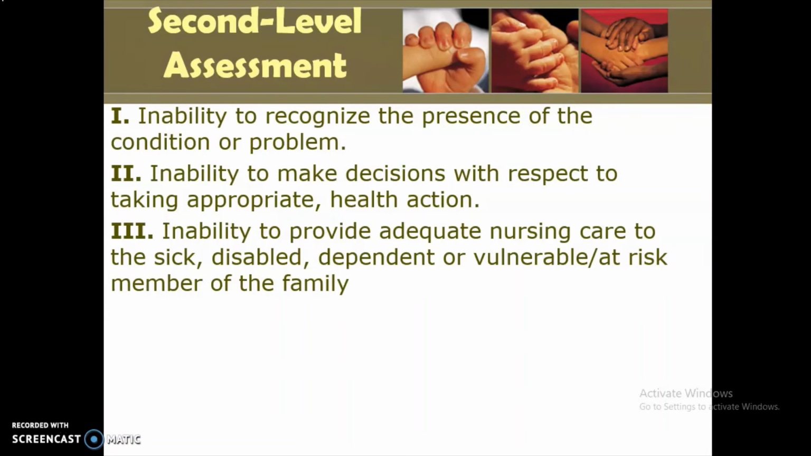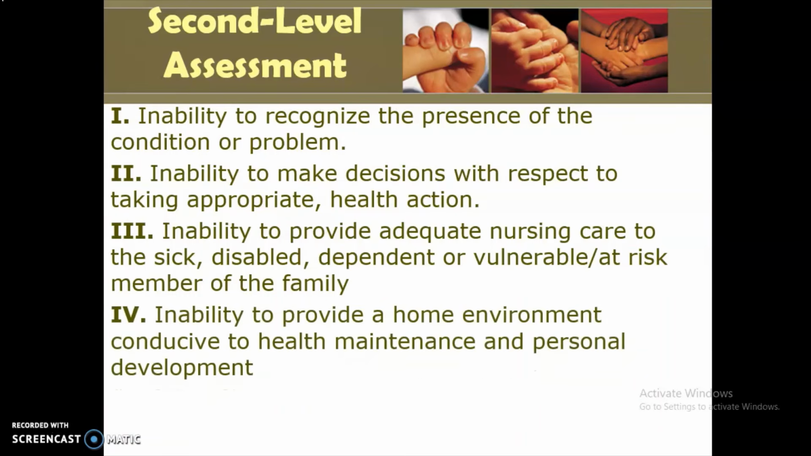Those are examples of your problem number 3 in relation to the inability of the family to provide adequate nursing care. And number 4 is the inability to provide a home environment conducive to health maintenance and personal development. So basically, anything na magkakaroon ng health threat is an example of a number 4 problem. Kasi kung hindi mo na maintain yung mga situation that would maintain a healthy environment for the family, that prevent them from acquiring disease or from accidents, is an example of problem number 4, second level of assessment.